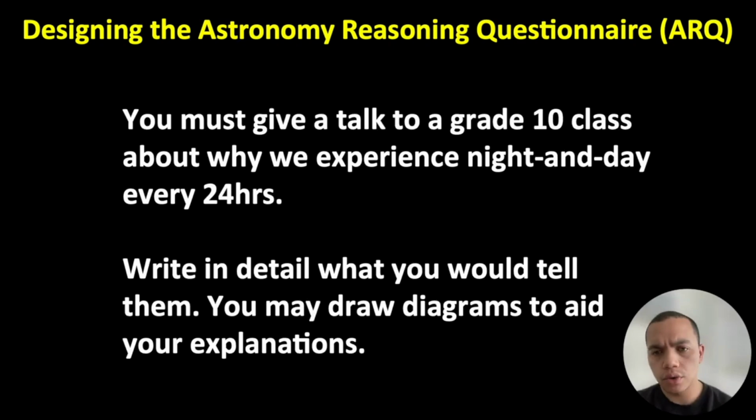You must give a talk to a grade 10 class about why we experience night and day every 24 hours. Write in detail what you would tell them, and you may draw diagrams to aid your explanations. Now, in this question, the university student is positioned as a knower. In other words, the student knows more. They are the proverbial expert, in comparison to the school kids that the student needs to talk to.